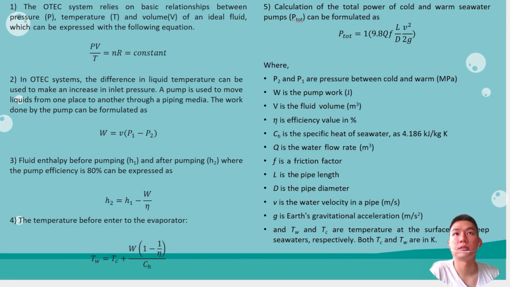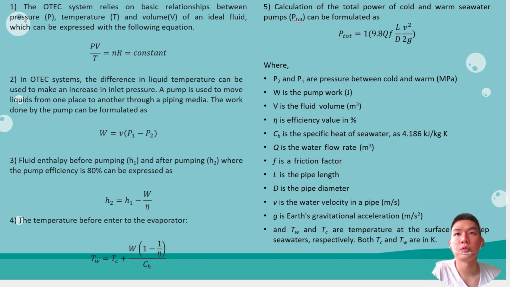Next are the 6 formulas that will be involved in the calculation of the OTEC system. The first one is the relationship between the pressure, which is PV over T equal to nR, equal to a constant. Next, formula number 2 is the calculation of work done by the pump, which is W equal to V (P1 minus P2), and the third formula is the calculation for the pump efficiency, with fluid enthalpy before pumping and after pumping.